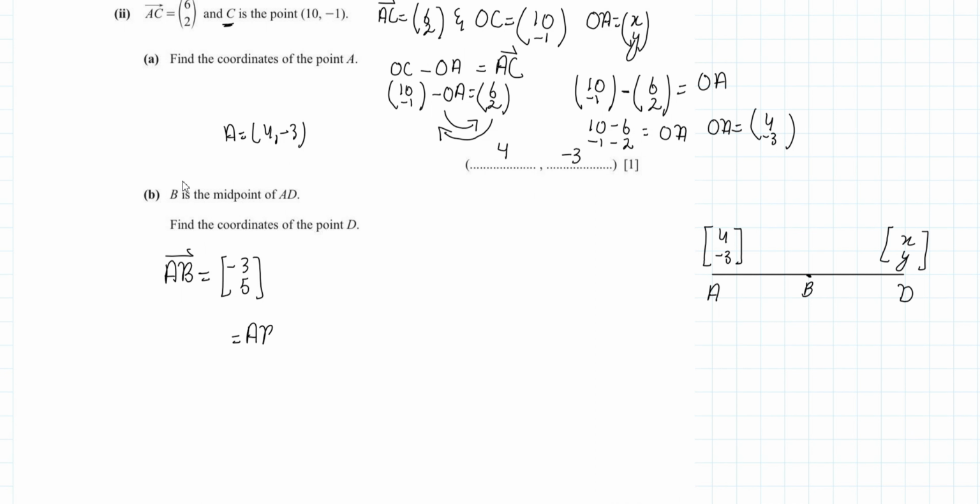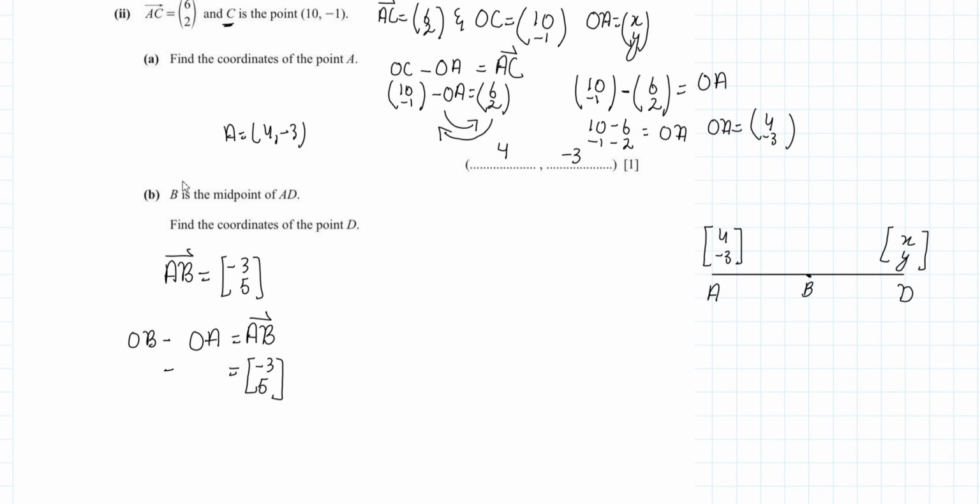If I say, find out the value of AB, it means you have to subtract OB minus OA. In this way, you are able to find the value of AB. But in the question, the value of AB is given to you. So just write down the value of AB, that is (-3, 5).